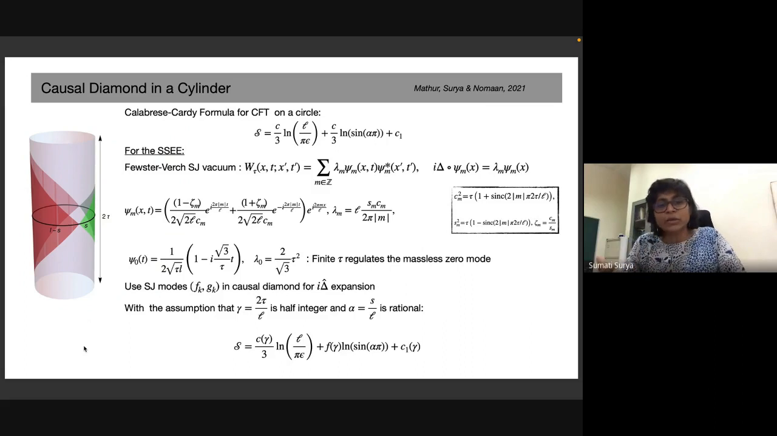Yeah, and then you have to expand. When you restrict it, you have to go to the modes that are relevant in that causal diamond, green or red causal diamond. And those modes that we use again are the Sorkin-Johnston modes, because those are well-defined and they're L2 orthonormal in that region. That L2 orthonormality is very important because you really want to be able to expand things one in terms of the other, right? So that completeness of functions is very important.